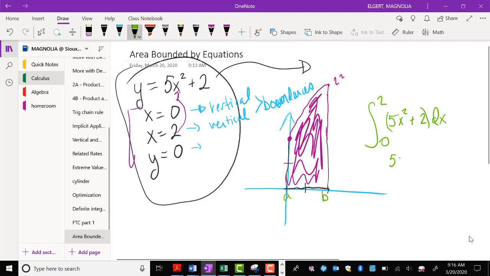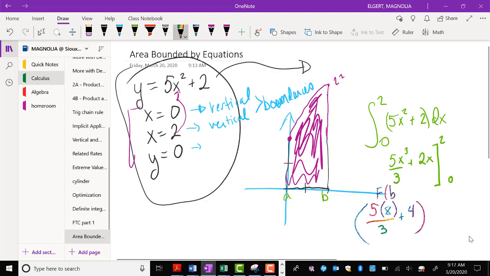So that would give me 5x cubed over 3 plus 2x, and I'm evaluating from 0 to 2. I love it when we have 0 because it usually makes it easier. So if I put in 2, that would give me 5 times 2 cubed, which is 8, over 3, plus 2 times 2 is 4. So that's my F of B from what we talked about the other day. And then we have to subtract F of A. Well, if I put 0 in, that's 0 and 0, so I'm subtracting 0. So really, who cares what that is?